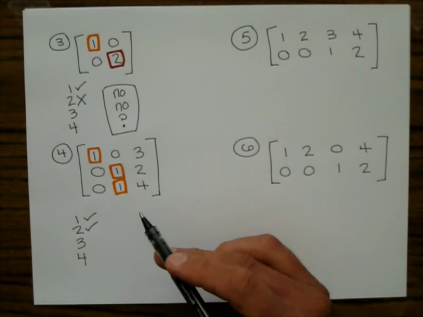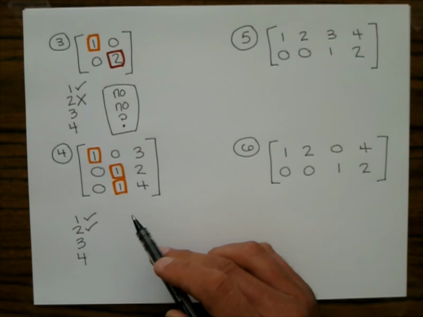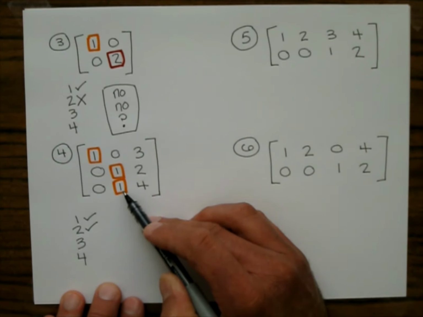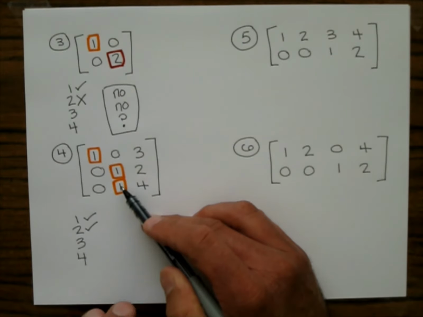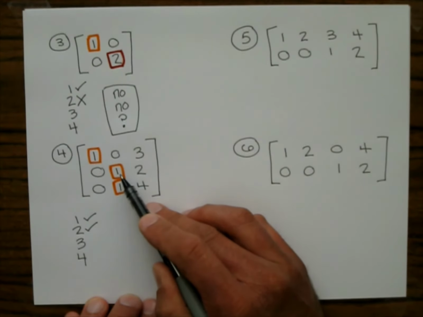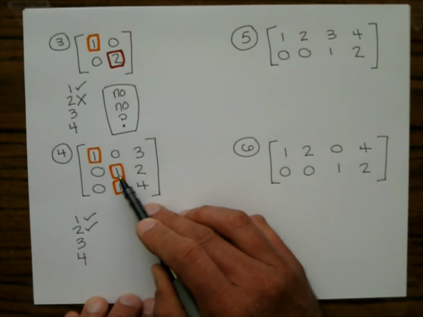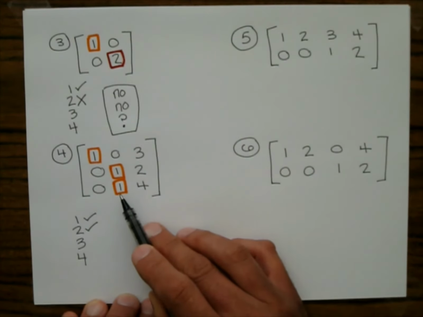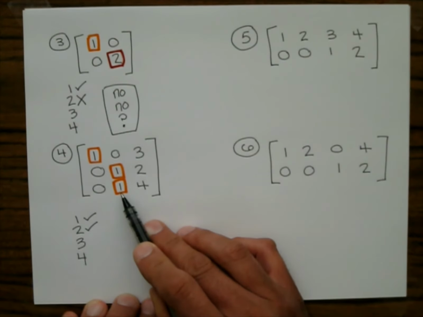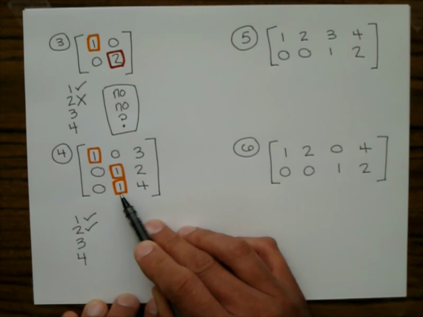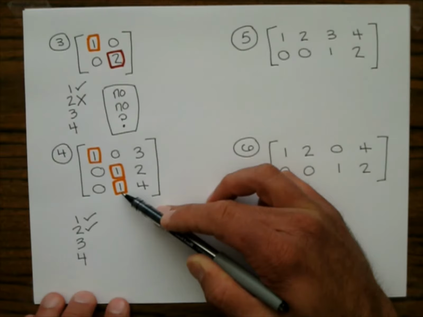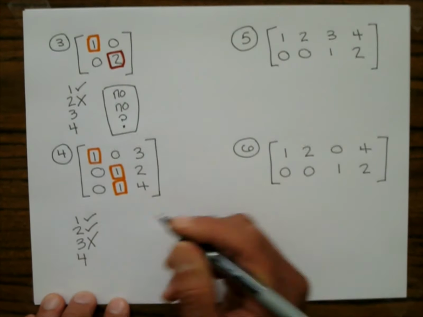Condition number 3 says the leading 1 of any row below the first row, so it looks like we're going to have to check 2 rows, 2 leading 1s. So the leading 1 of any row below the first row is to the right of the leading 1 of the row above it. So let's take a look at this one right here. This leading 1, is it to the right of the leading 1 that's above it? And yes, it is. It's over this way. Now, is this leading 1 in row 3 to the right of the leading 1 in the row above it? And no, it's directly below, so condition number 3 is not satisfied.